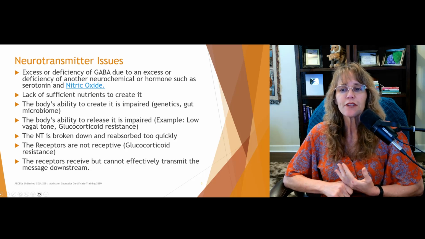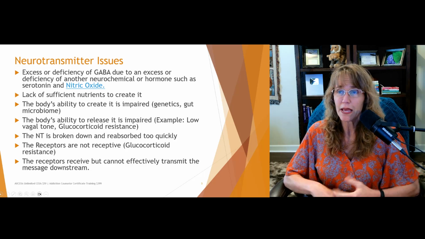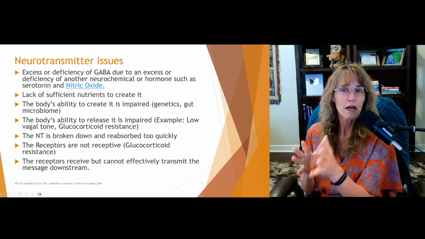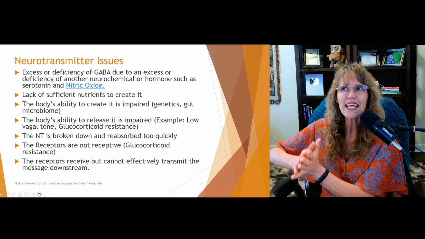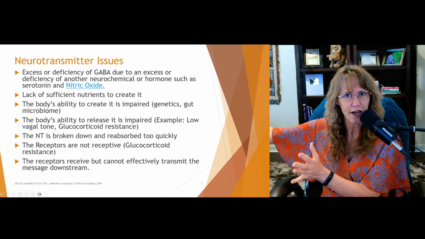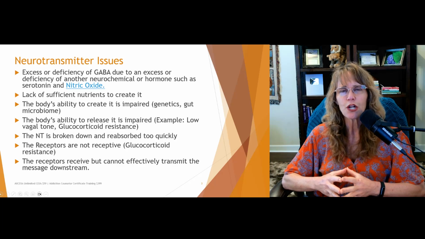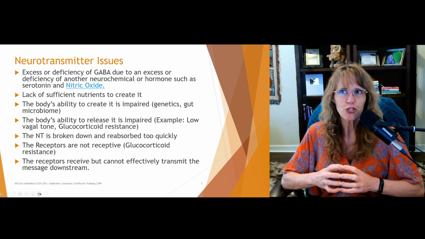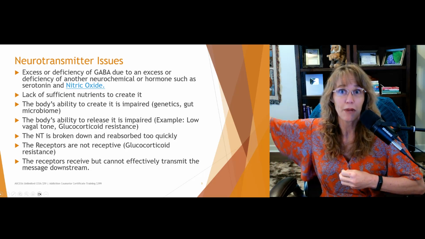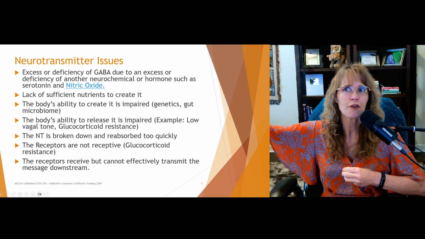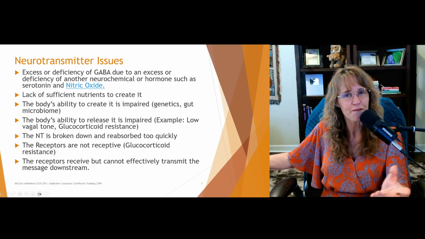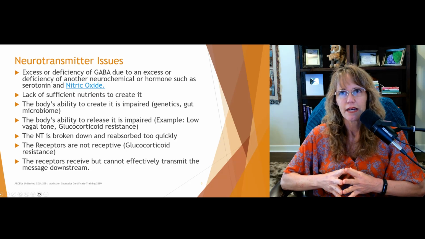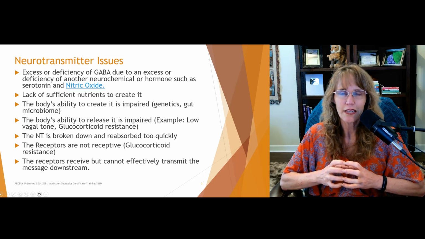The receptors can receive the information. Maybe they open the door and they say, hey, come on in. The receptors are receptive, but then they can't pass the message down. And we've all had this happen, where there's been a blockade when we've been trying to get a message to somebody, and somewhere along the way, it just kind of drops off. And so there could be a break in the communication line, if you will.